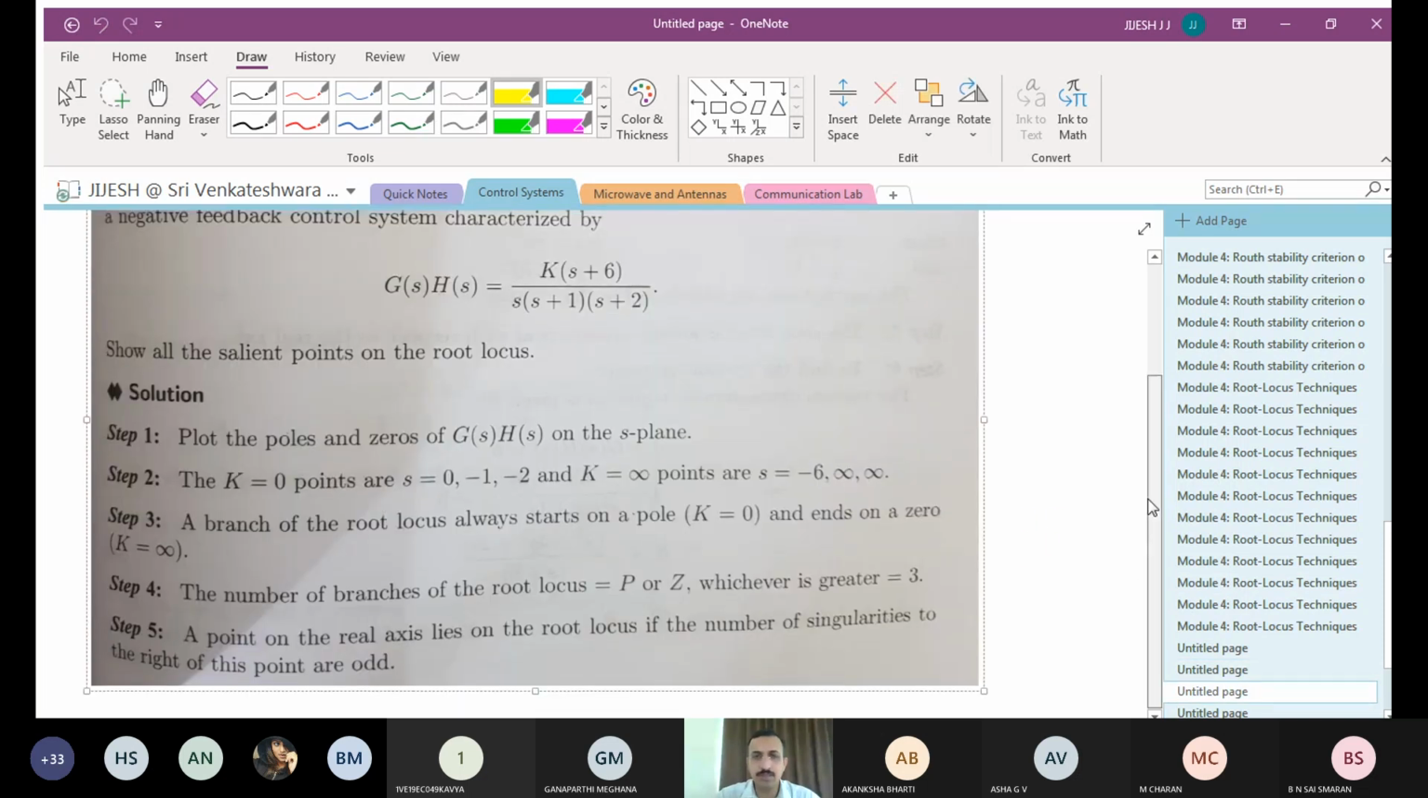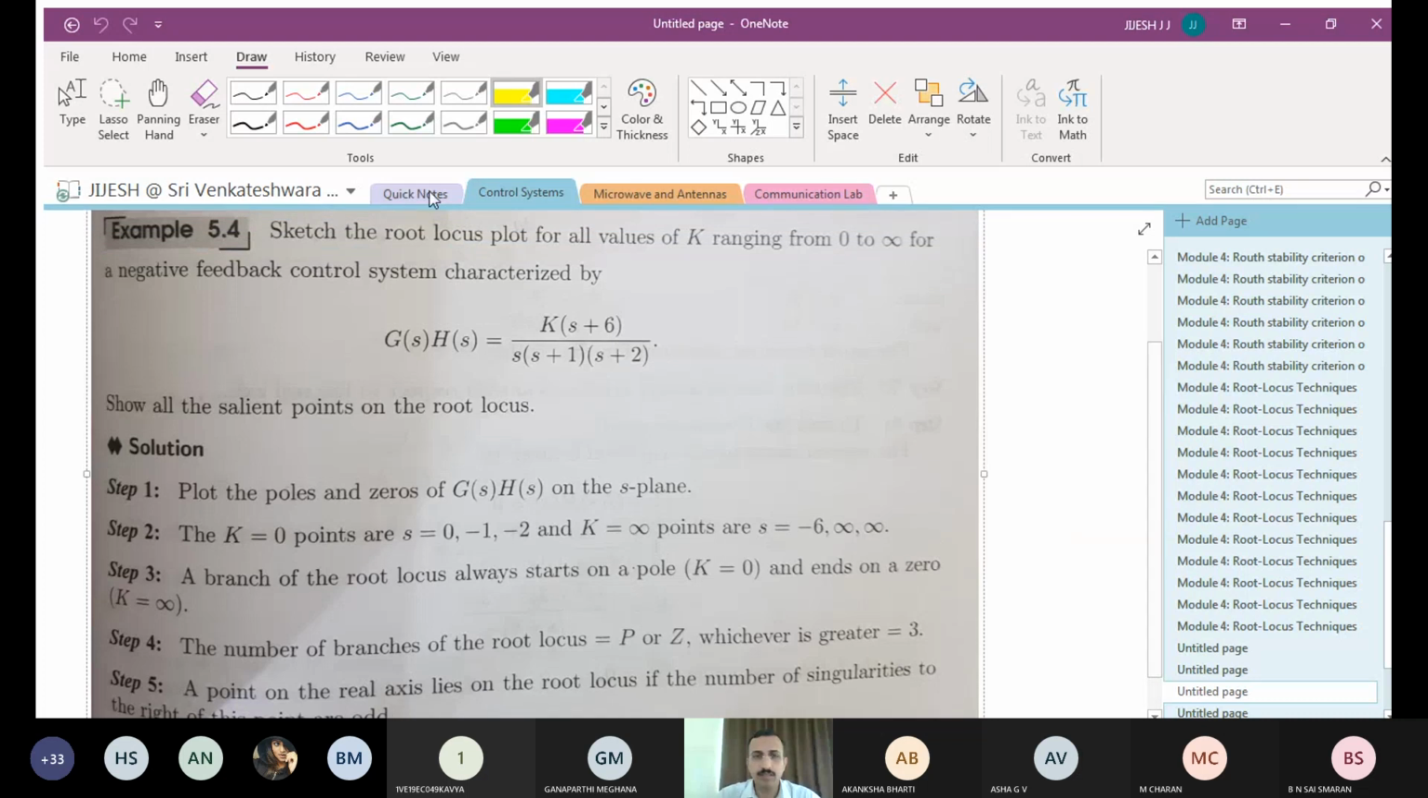So you can just do this quickly. Plot the root locus for the value of k ranging from 0 to infinity for a negative feedback control system. G of s H of s is given as k into s plus 6 divided by s into s plus 1 into s plus 2. Do this problem fast.